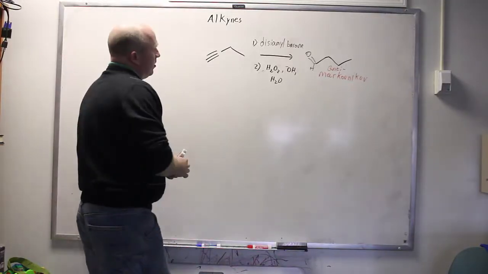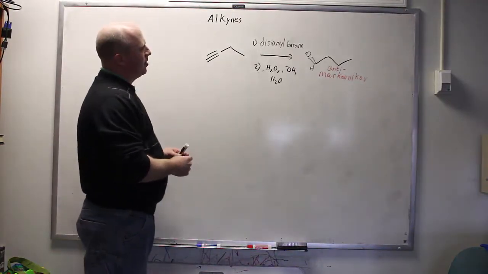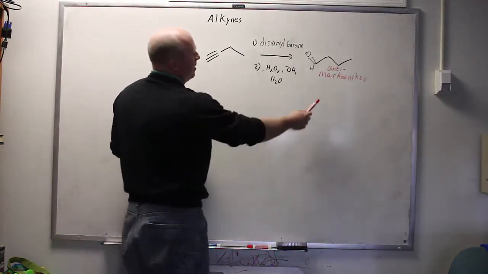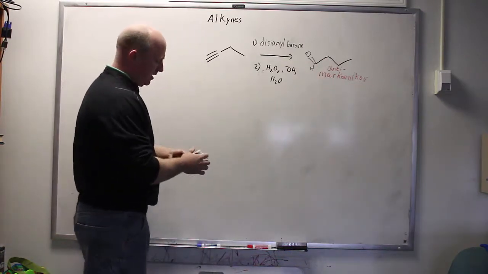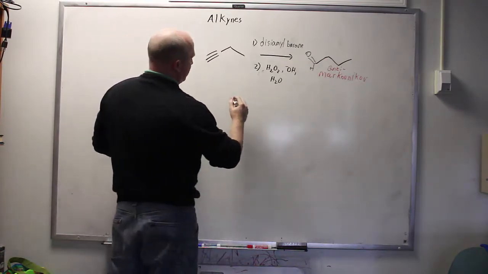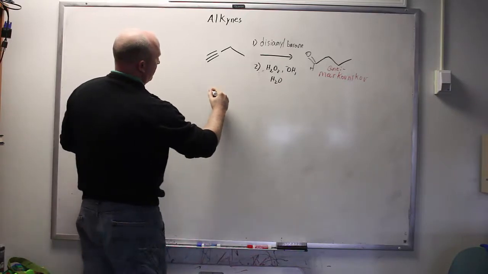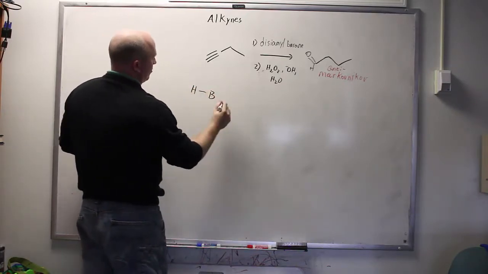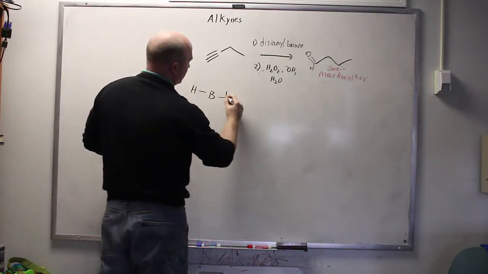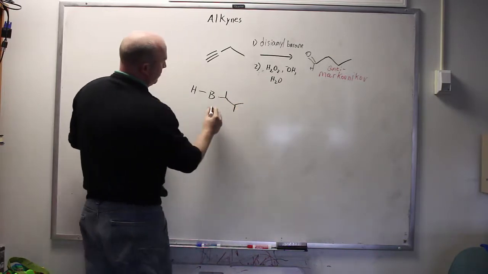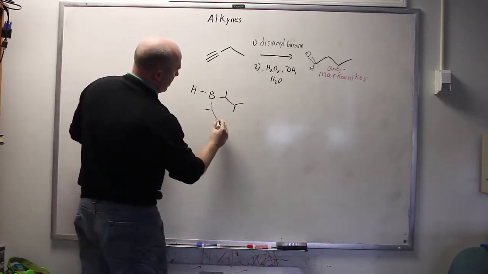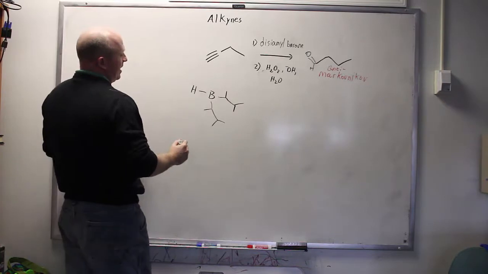If you add water across a triple bond in an anti-Markovnikov fashion, what you end up making is the aldehyde, and this mechanism is going to walk through that. So, dicyclohexylborane (dicyamylborane): always draw out the Lewis structure for any reagent that you're going to use. It involves two relatively large, bulky groups bound to boron. But for all intents and purposes, that doesn't matter.